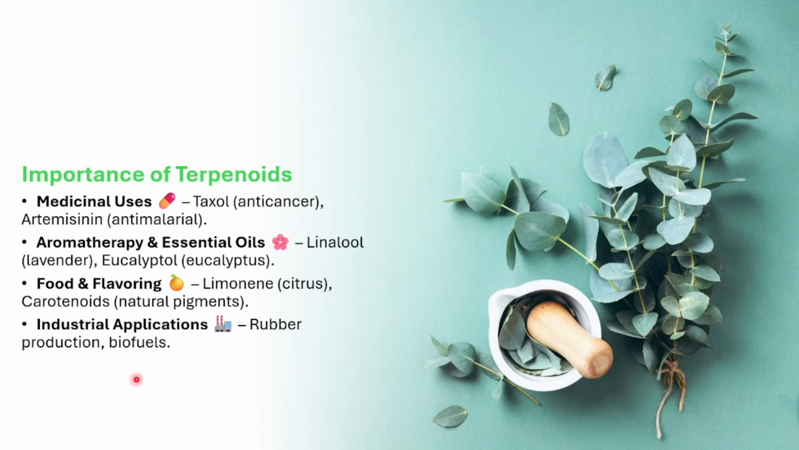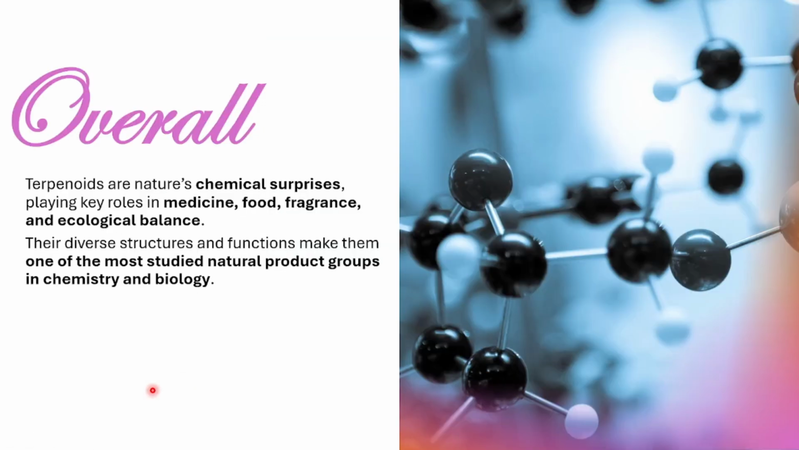In industrial applications, rubber production and biofuels, terpenoids are also used, coming from different plant bodies, marine organisms, and microorganisms. Overall, terpenoids are nature's chemical surprises, playing a key role in medicine, food, fragrance, and ecological balance.